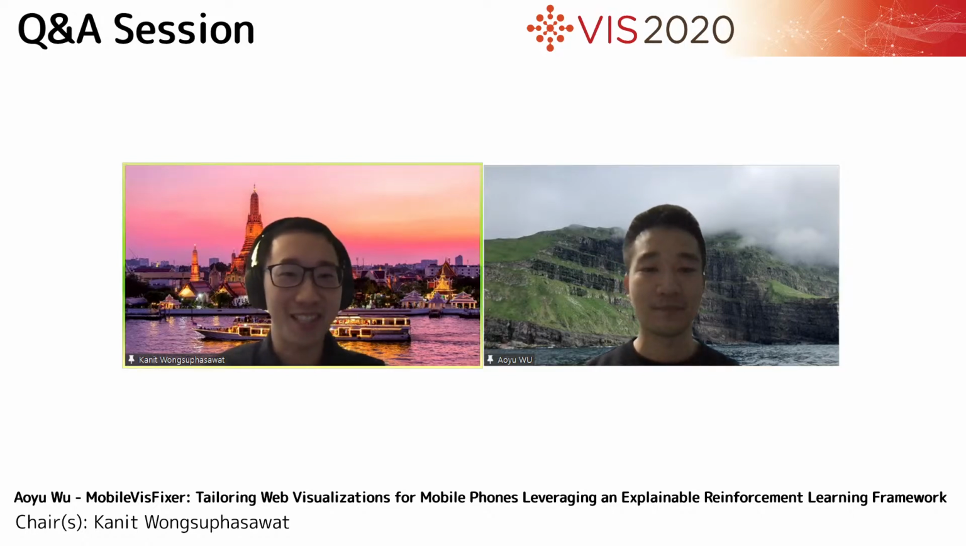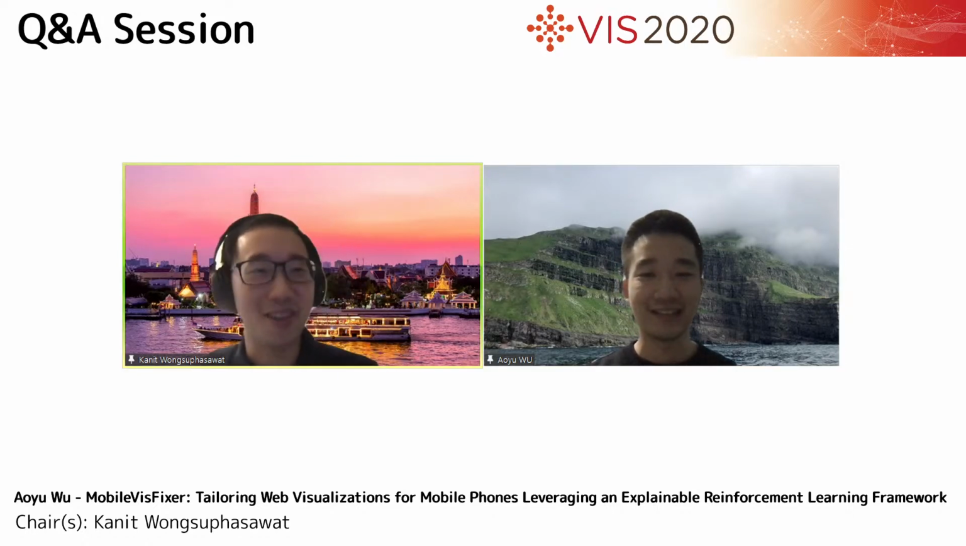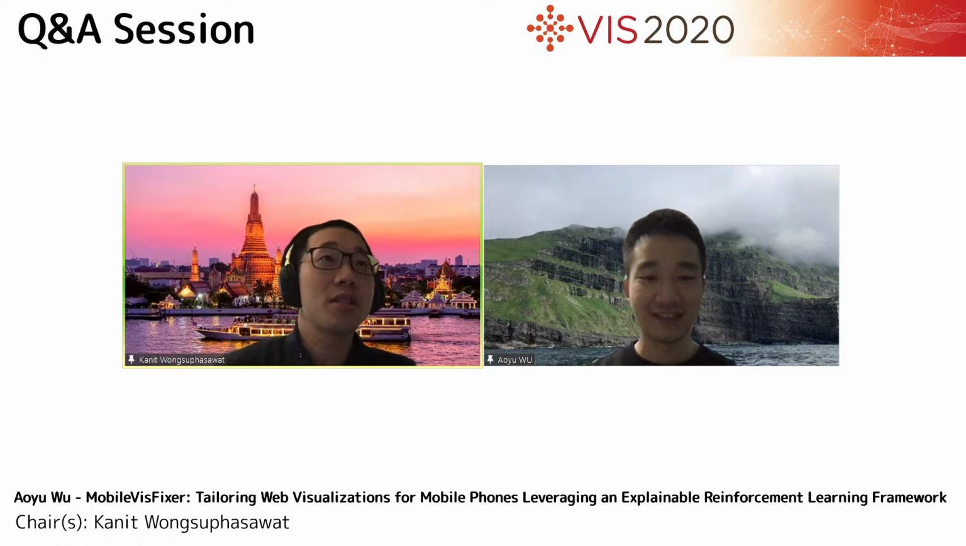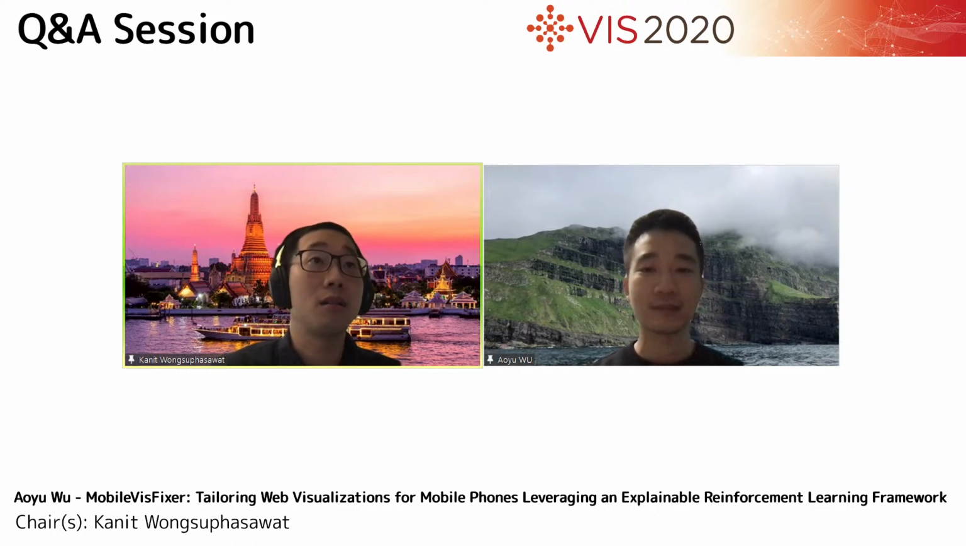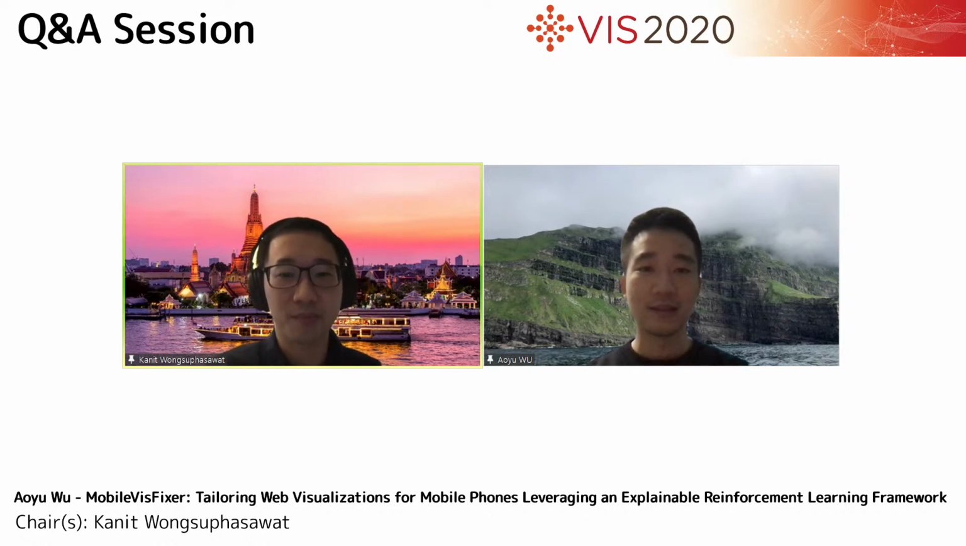Sounds like a lot of interesting future work for our community to do. Another question from Kanit Wongsuphasawat. The question is, mobile has different screen sizes and orientation. I assume each screen setting will require one run to address the issue. How long does a run take? And is the system fast enough to update on page load, or does it need to be pre-computed?